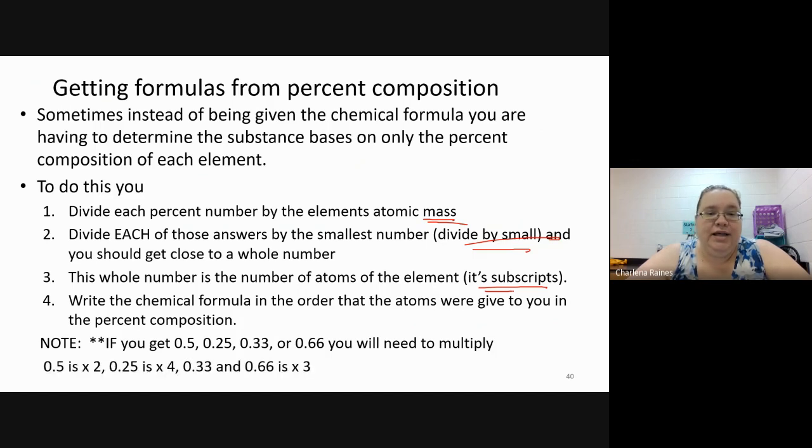That gets rid of those partial atoms and makes them become a whole number. Now, for first year chem, we do not see this very often. 99% of the time, your steps are just the first 3.